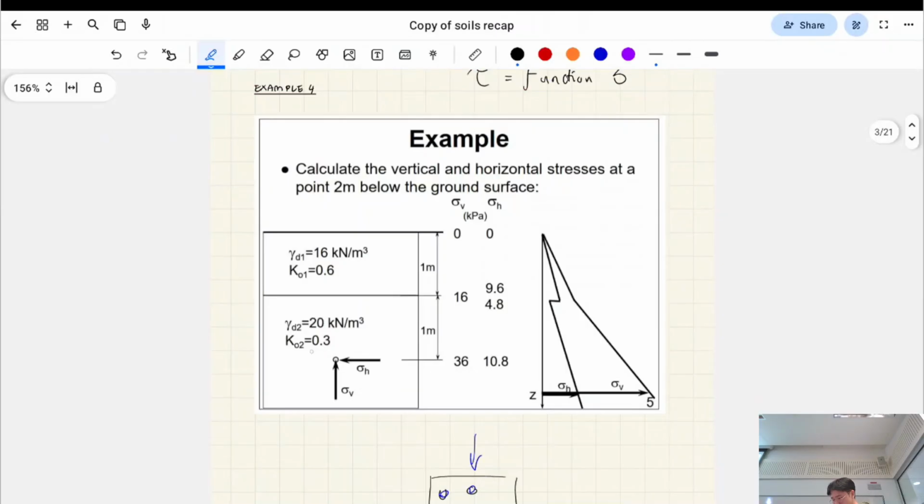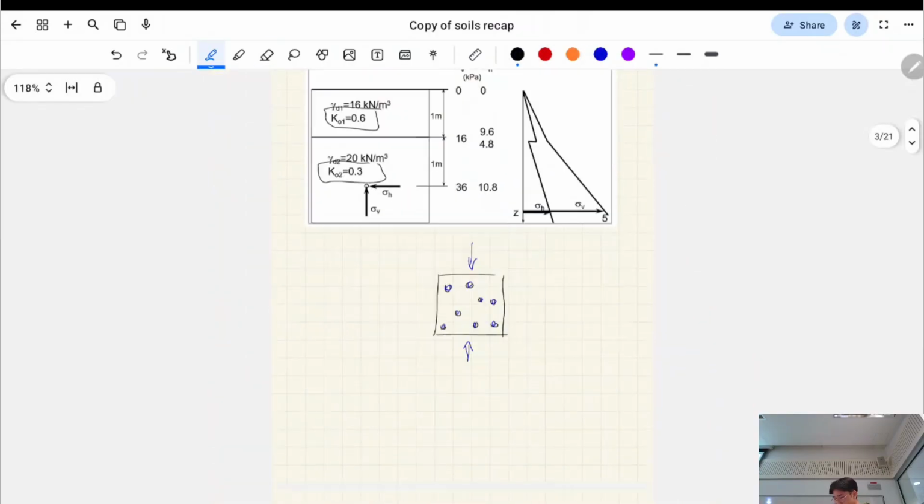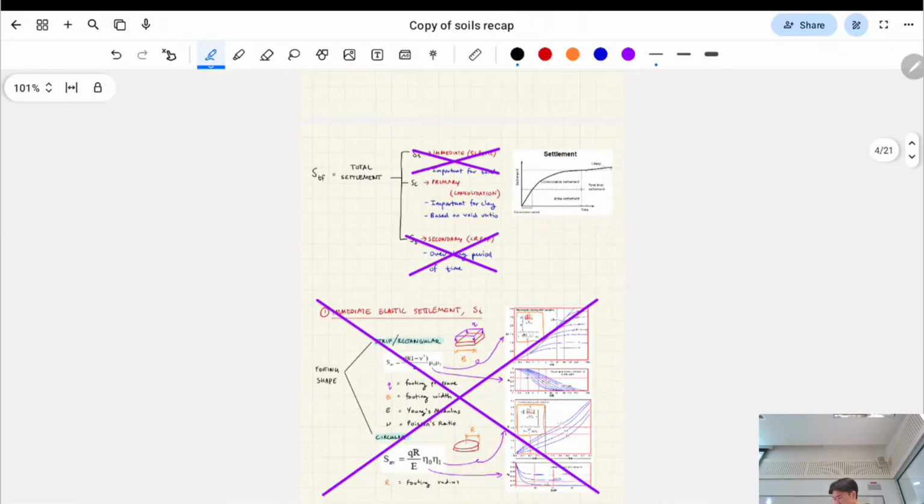I also just want to quickly say sometimes you'll have different coefficients of lateral earth pressure for different soils. So if it decreases, you might find that there'll be a sudden jump in your horizontal stress in that graph. We'll get to that later.